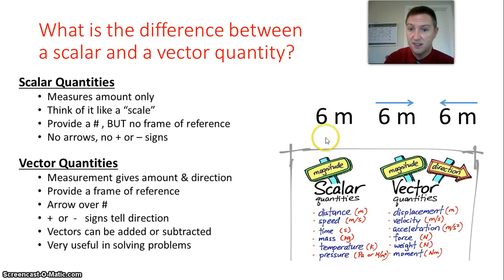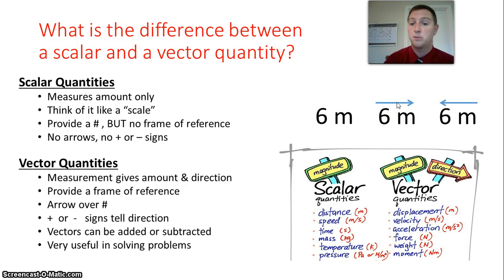Scalar numbers look like this. This would be distance, a distance of 6 meters. Doesn't matter from where to where I'm measuring. Point A to point B, A to B is 6 meters. B to A is 6 meters. However, a 6 with an arrow over it, that means it's a vector quantity.